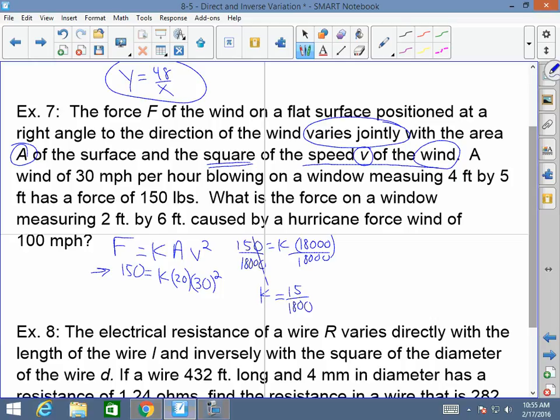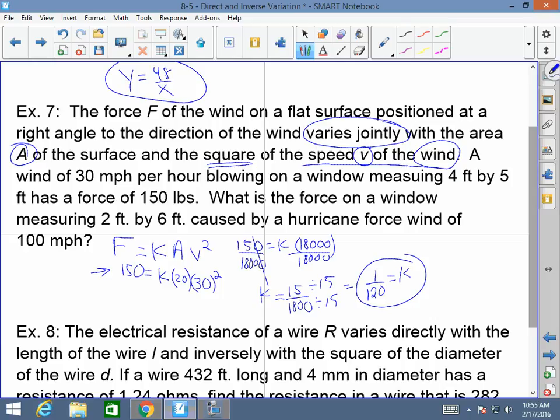What goes into 150 and 18,000? How about something a little bit more significant? Okay, we'll go, 15 can go into it, yeah. 30 doesn't go into 15. But thank you for trying at least and caring. So we divide this by 15. So that equals K. K is 1 over 120. So that's my K.